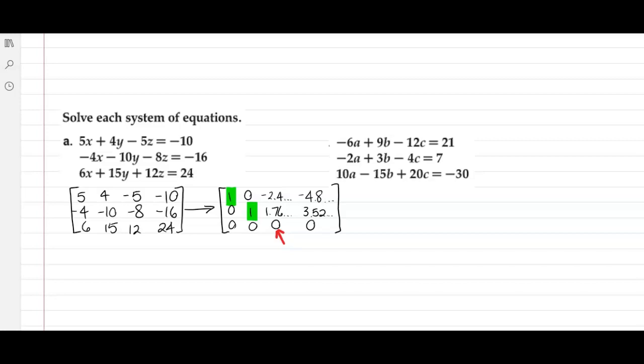But what we have, looking at this entire line, is a true statement. 0 equals 0. That's what that means. 0 equals 0, which is true. And if I look at the lines above, I have 1x minus 2.4 something z equals negative 4.8 something. That's true. That's allowed. And same with the second line. No false statements are happening there. So our answer for the first one would be infinite solutions.